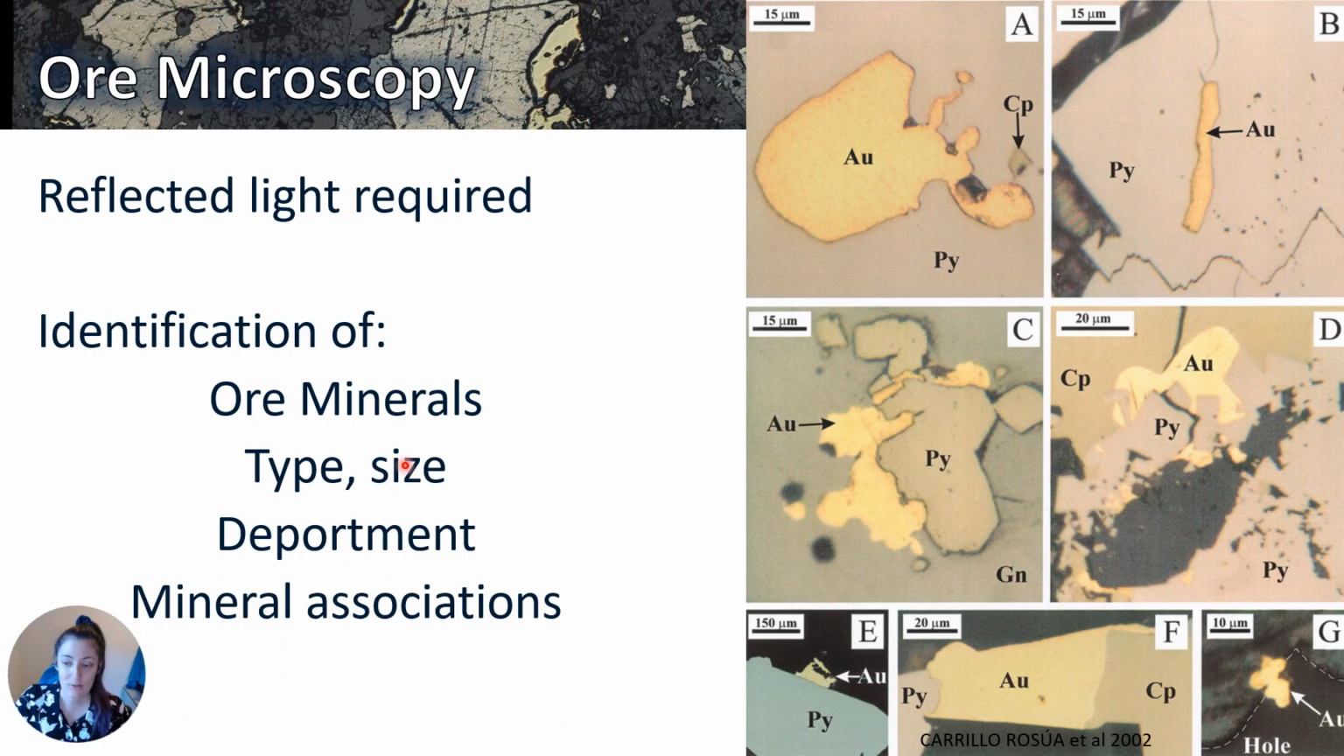So everything I've showed you so far is transmitted light microscopy, so that's the light coming from the bottom of the sample up through the sample. For ore microscopy, our ore minerals are often not transparent, so we use reflected light microscopy. This gives us an idea of what our ore minerals are and their relationship to gangue minerals. So in this case, we have lots of gold associated with pyrite and some chalcopyrite and some galena. We can understand the size of our ore minerals and our deportment, so how much of the ore mineral we have in our samples.